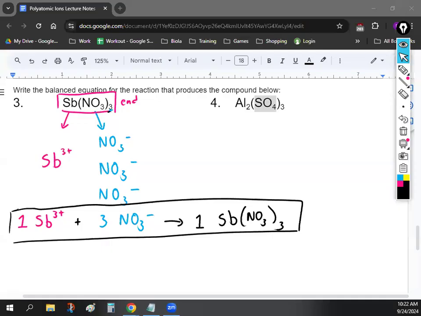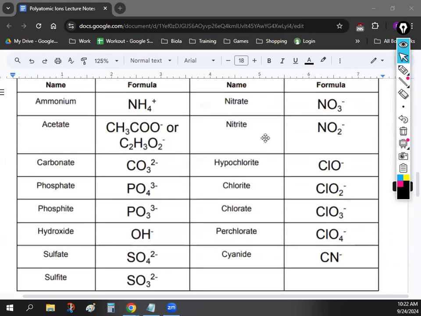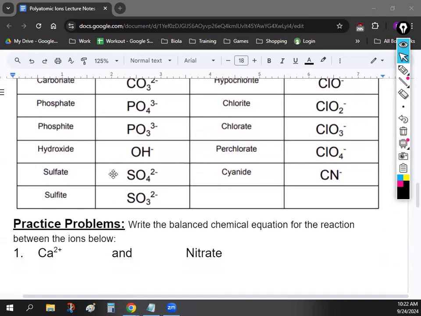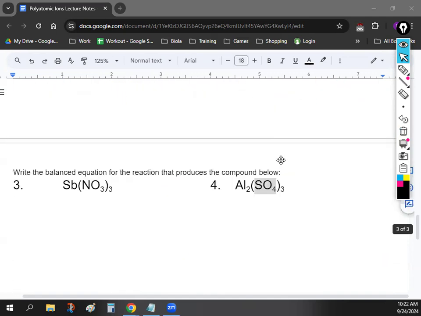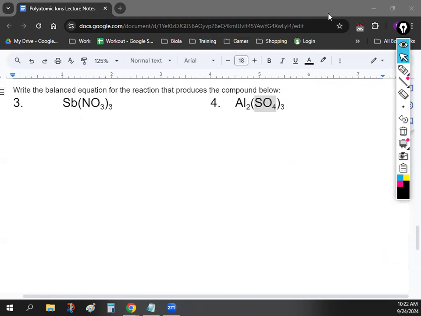So try that out. Okay, so let's start by breaking down this chemical right here. Hopefully you can see that you have SO4, and if you look at the SO4 on the polyatomic chart, it's sulfate, which is SO4 2 minus. So we're just going to copy that down. SO4 2 minus. So this chemical has SO4. We got 3 of them, right? So SO4 2 minus 3 times. Now, we have Al, and we have 2 of them. So we have Al twice.